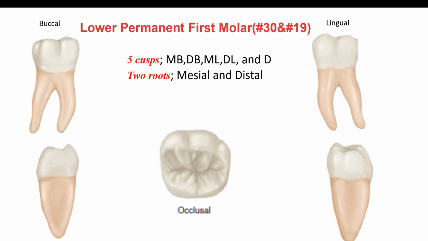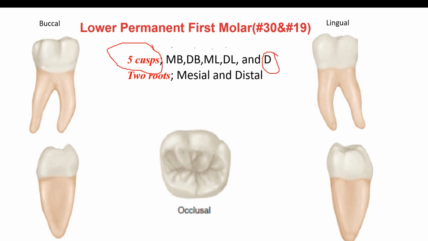Coming to the anatomy itself, very main important difference from the maxillary molar is that the permanent first molar has 5 cusps. We had 4 cusps in the upper first molar, whereas the lower first molar has 5 cusps. The 4 cusps which are common between the two are mesiobuccal, distobuccal, mesiolingual and distolingual. That is 2 on the buccal, 2 on the lingual side. But the extra cusp which we see in the lower first molar is the distal cusp.